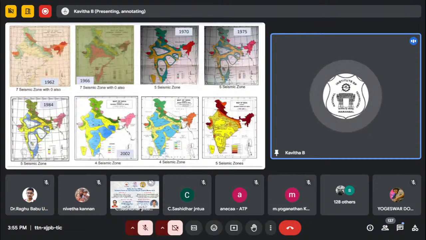In 1966, it changed from one portion of India to some other portion of India. They changed and delimited India into different zones. Then 1975 is in zone 2. 1975 changed, and in 1984 there was one more version. Presently, we are following this 4-zone map.